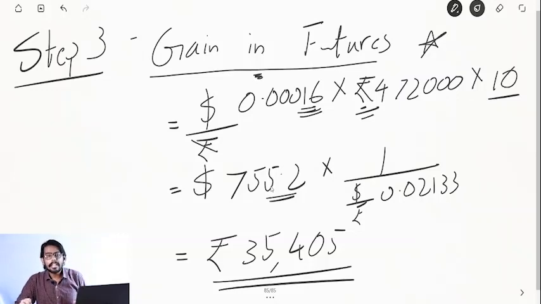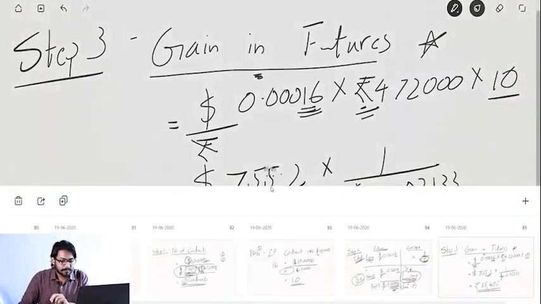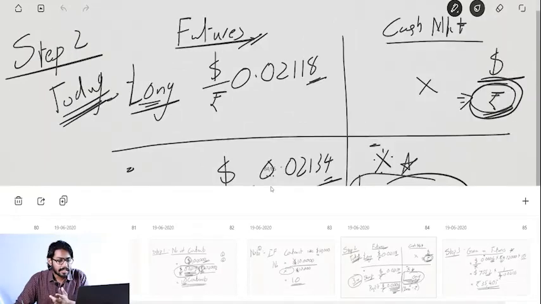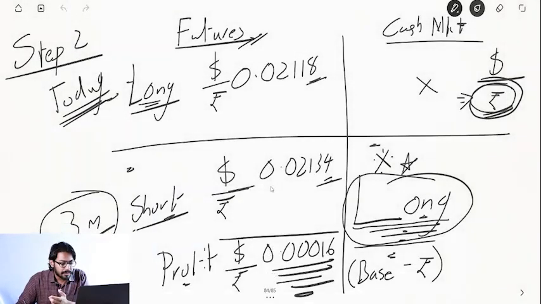Computing the gain in futures. Pay attention. If you have understood steps 1 and 2, that's all. But step 3, for each question, might be a little different. Pay close attention. You have the gain in futures. Now what is left? What is the cash flow over here? You have computed a gain in futures.